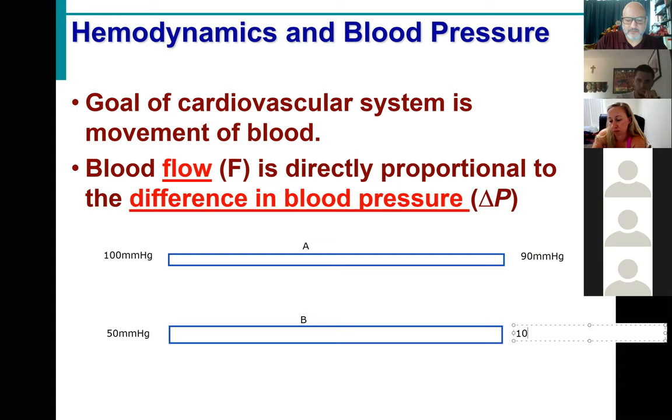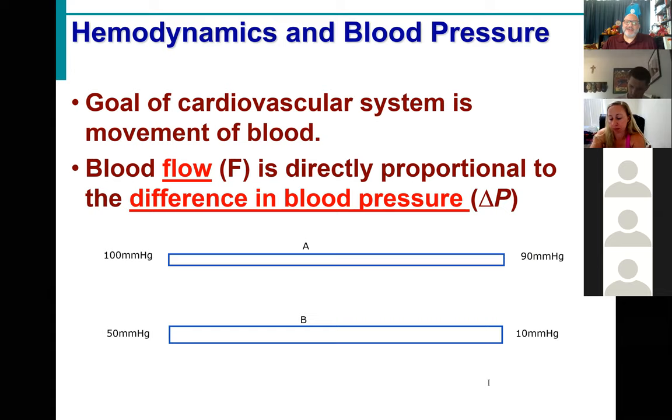Now, which one has the greater flow through it? B, absolutely, right? It isn't the absolute pressures, it is the difference between the two locations that determines how fast blood is gonna flow. So it is the difference.